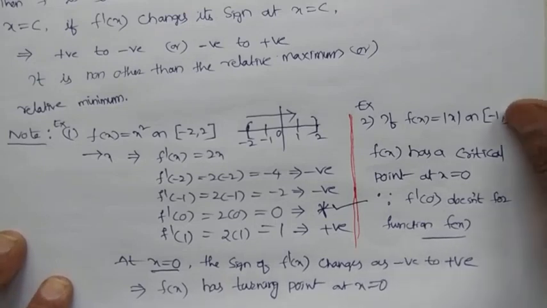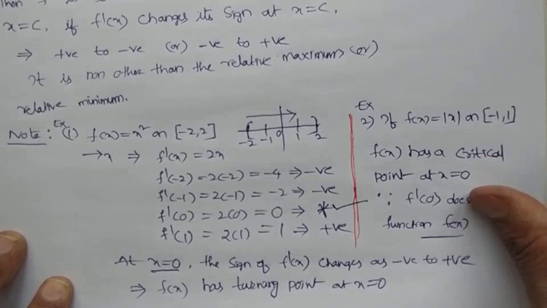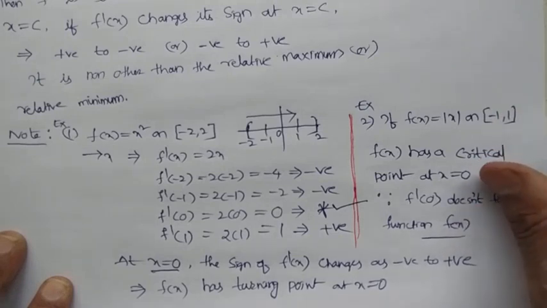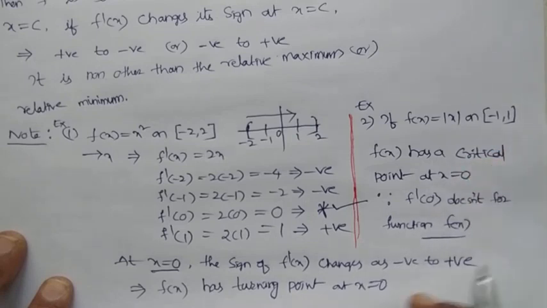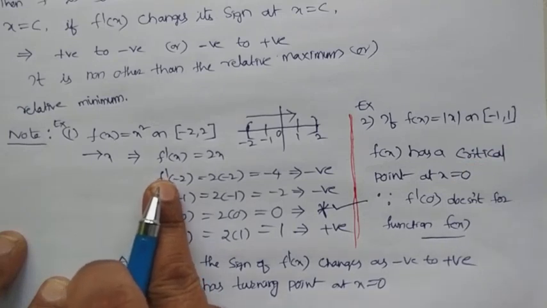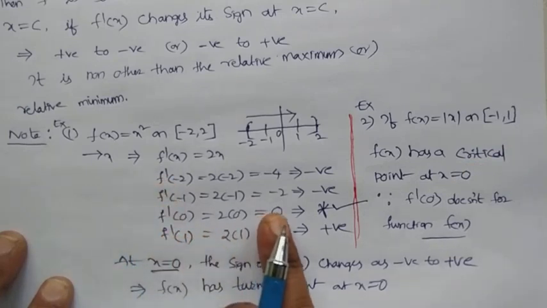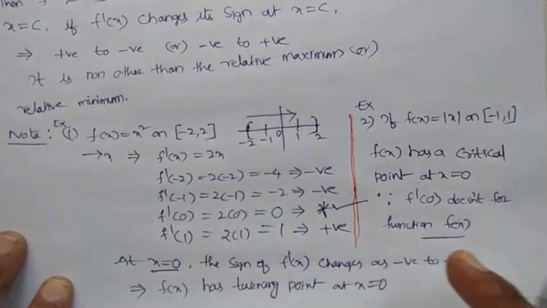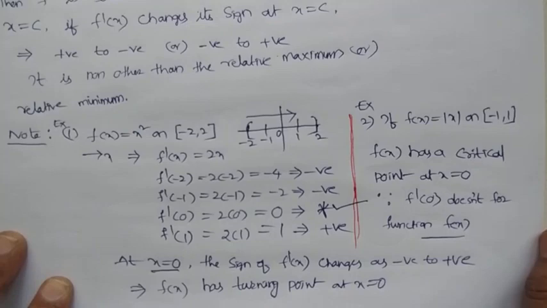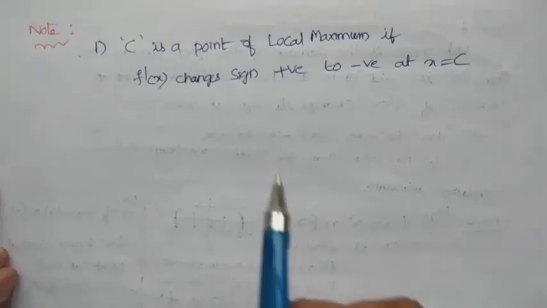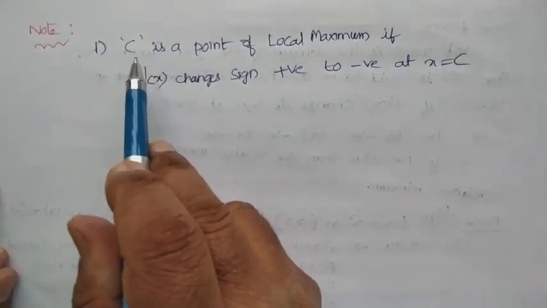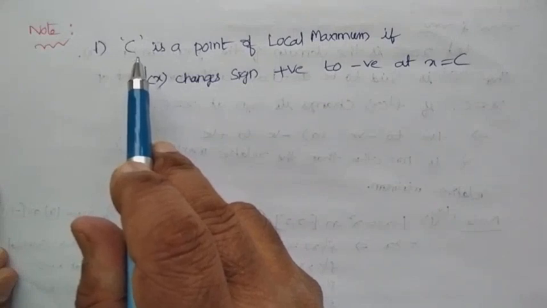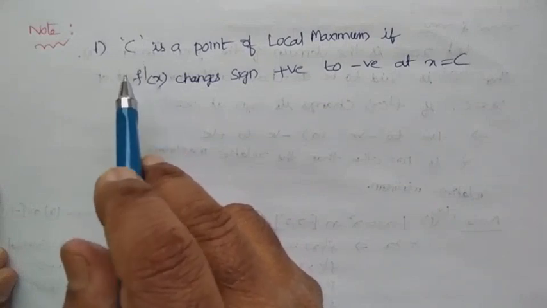For this type of function, the first derivative does not exist at the particular x is equal to 0. So x is equal to 0 is called what? A critical point. Whenever f dash exists and the sign changes, that particular point is called what? A turning point. This is the difference between the two functions. Okay. Now the note from the given condition as we discussed.